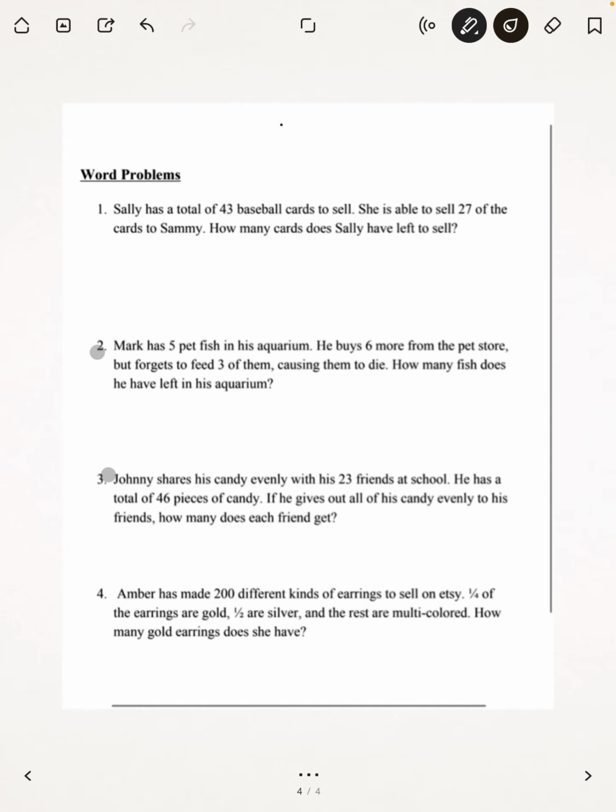So so far he has 5, and he bought 6, which we have to add, which is 11. But he forgets to feed 3 of them, which die, so he loses 3 of them, which if you subtract equals 8. So he has 8 fish left.